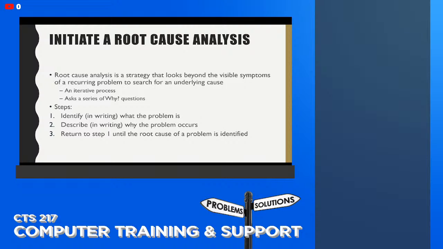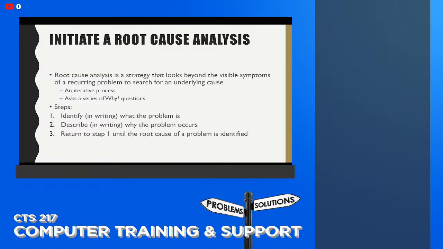And one of the big things here that you should do, that most people don't want to do because it seems busy, right, is to do these steps in writing. Identify in writing what the problem is, and then describe in writing why the problem occurs. And then in writing, you're following that problem up the ladder until you find its root. You're repeating all of these steps until you identify the root cause of the problem.